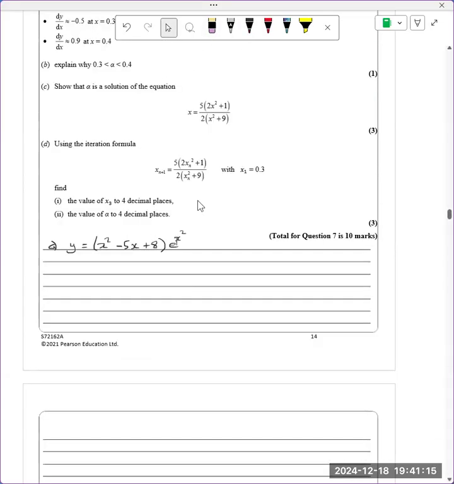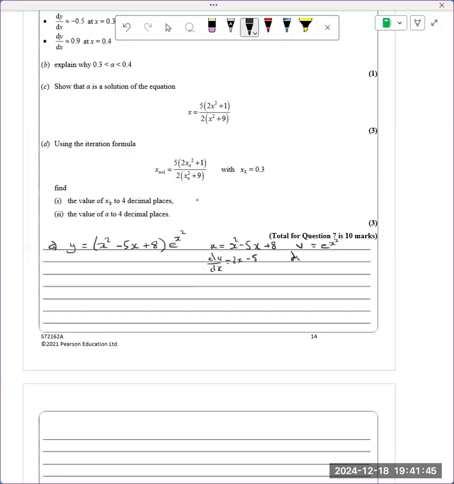If you're confident, you could just go for it and do the product rule directly. If you're not quite so confident, you'll want to write out u's and v's. So I'll do that. u is x squared minus 5x plus 8, and v is e to the x squared. So du by dx is easy. du by dx is 2x minus 5.